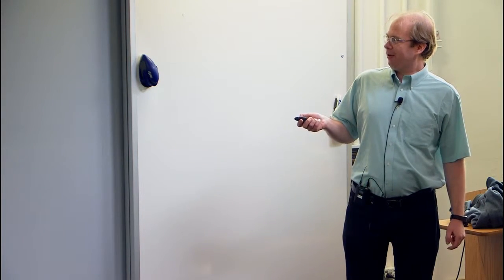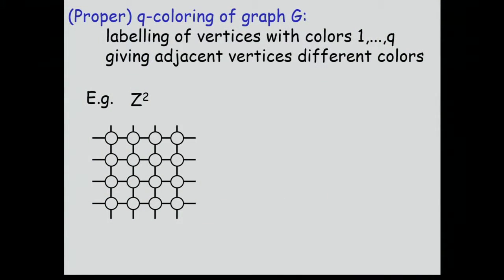So what's this all about? Proper colouring of a graph. You all know what this is. You have a graph and you want to label the vertices with some colours, which are just, say, integers 1 up to q, in such a way that adjacent vertices have different colours. So, for instance, if you have Z^2, then if all you want to do is colour it, then of course you can do it with 2 colours in a checkerboard.